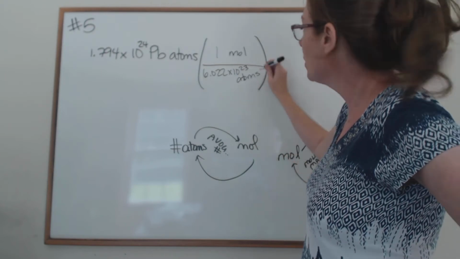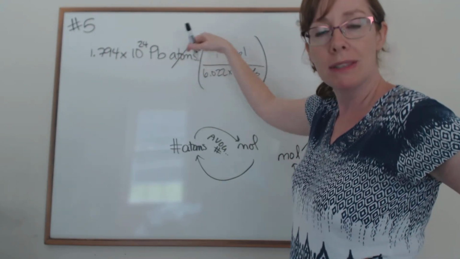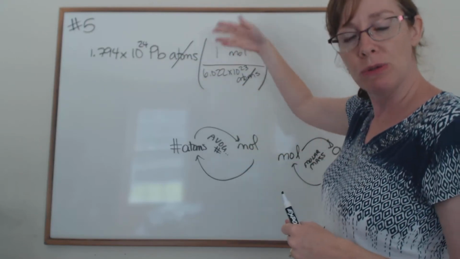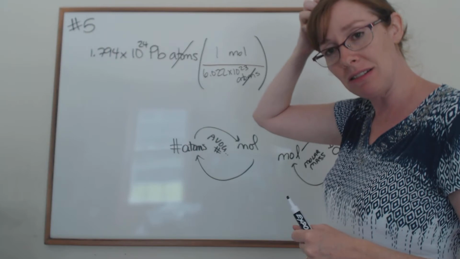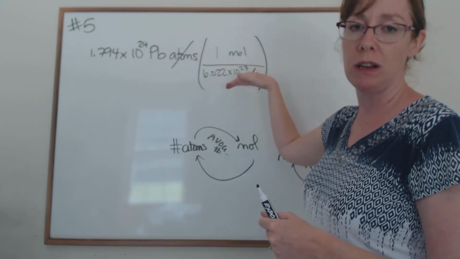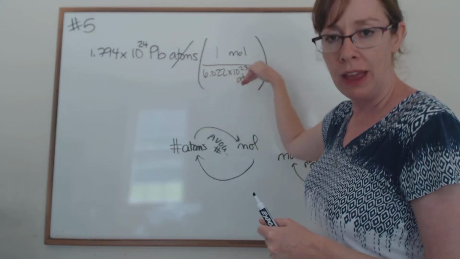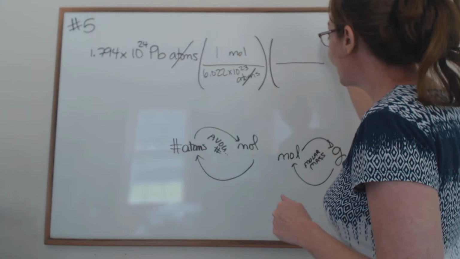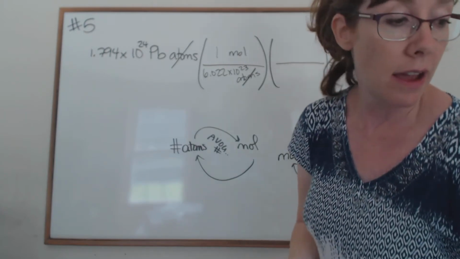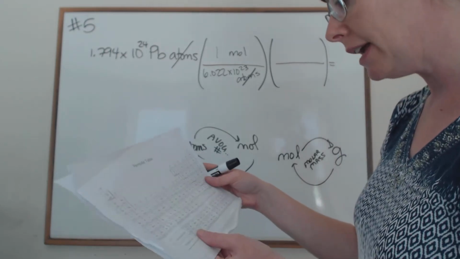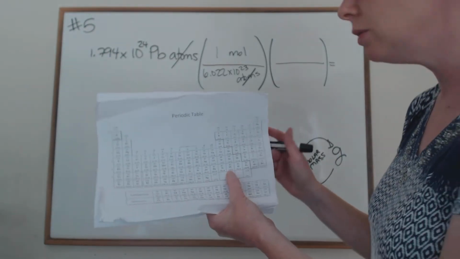Notice I take the time to write the word atom. You know why? Because I want to make sure I set it up right. If you accidentally put the 6.022 on top, you'll see that the atoms don't cancel. So the whole point is to let the units tell you what to do with the number. So atoms cancel, and that gets you into moles. And now all we need is the molar mass of lead. You go to your periodic table, you find lead. It's 207.2 grams per mole.